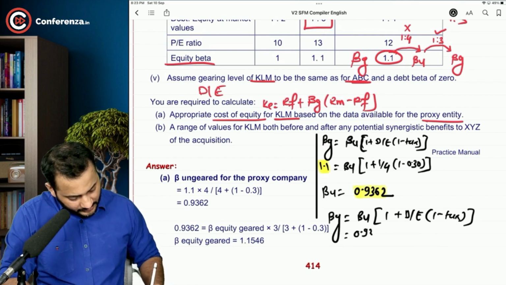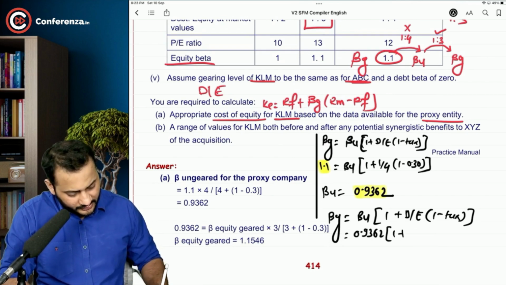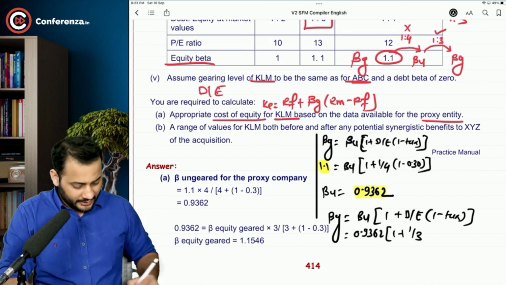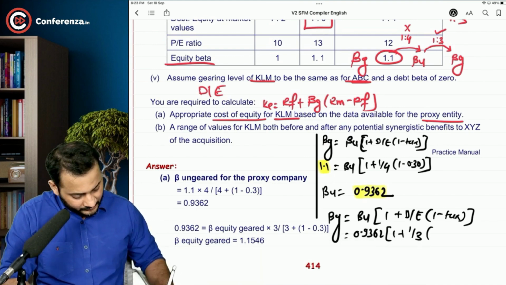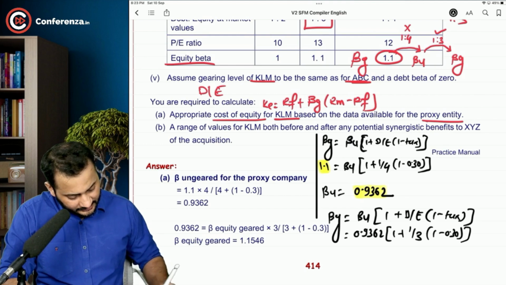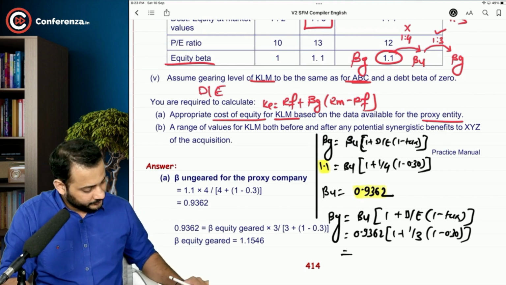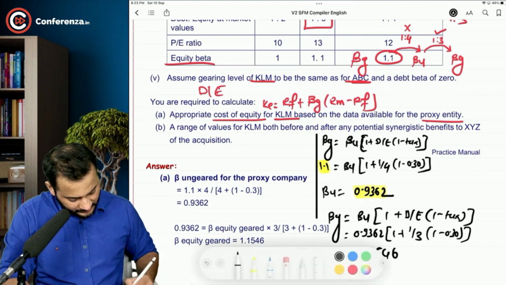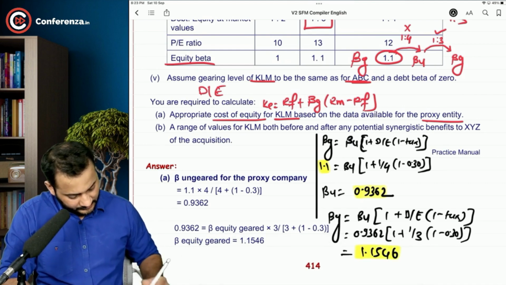Ungeared beta is 0.9362 in bracket 1 plus. What is the debt equity ratio of KLM? 1:3. Now can you see the difference here? I will just complete the answer and then we'll get back to you. It comes to 1.1546.